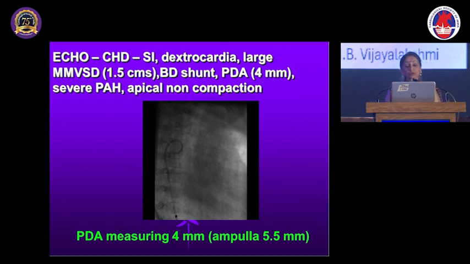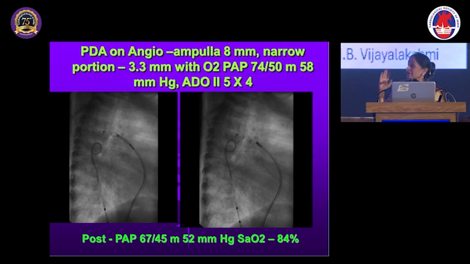This is a 3 years old child, 10 kgs, who had a systolo-diastolic murmur. What are the conditions where you get a systolo-diastolic murmur? Can you answer? Where do you get the systolo-diastolic murmur? In a cyanotic. Absolutely. Give her a big hand.